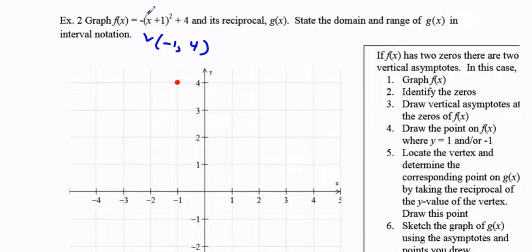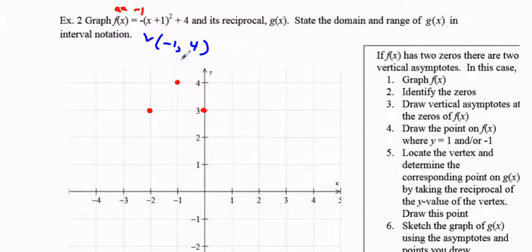I use my little trick about my a value, and if you don't remember that, if a is equal to -1, what that means is you can go over 1 unit and down your a value. In this case, over 1, down 1. I'm going to do the same on the other side because of symmetry. Now I've got 3 points for my parabola.